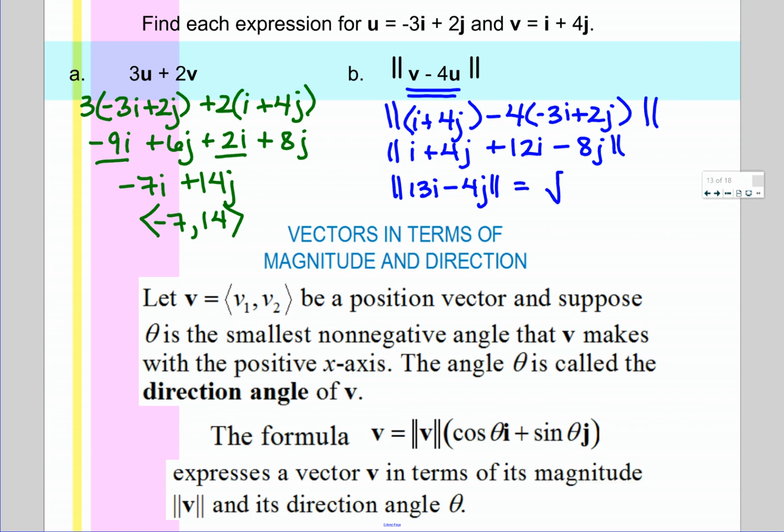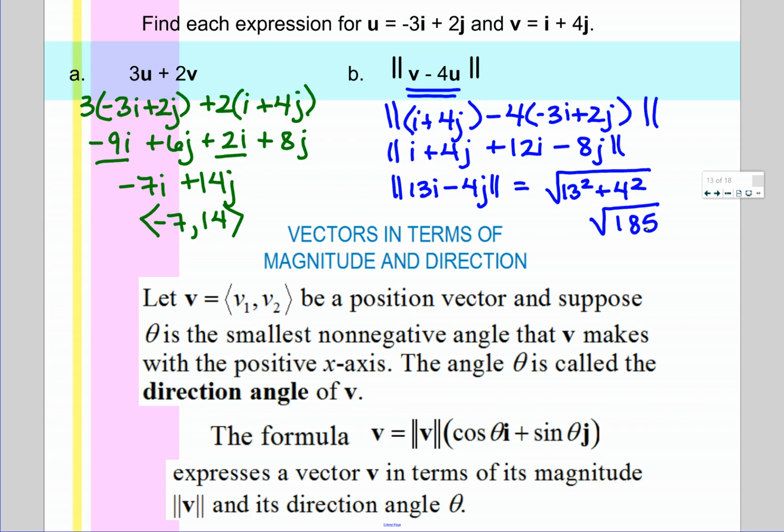So it's just your Pythagorean theorem. You do not use the i and the j in the formula. Think of the i and the j just as a label, horizontal component, vertical component. It's really just those numbers out front, the 13 and the 4, that you're plugging in. All right, so 13 squared plus 4 squared gives me 185. And I don't think that one breaks down.